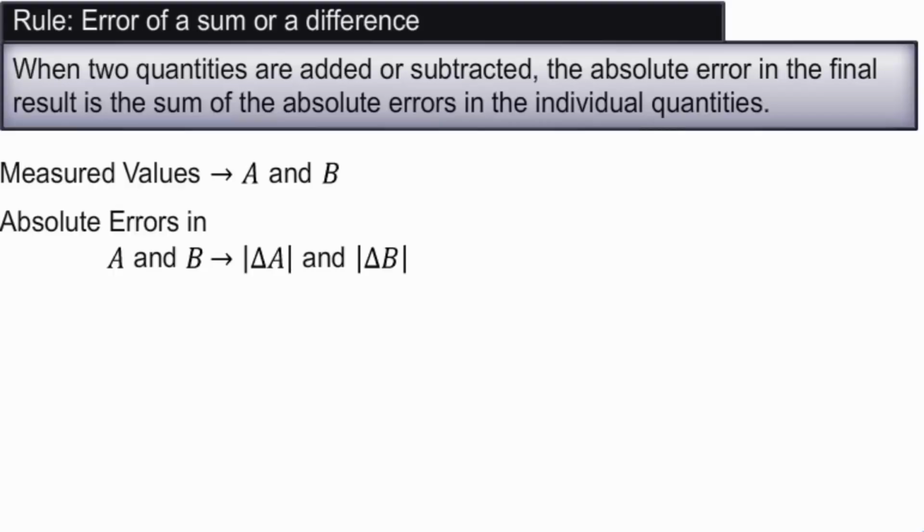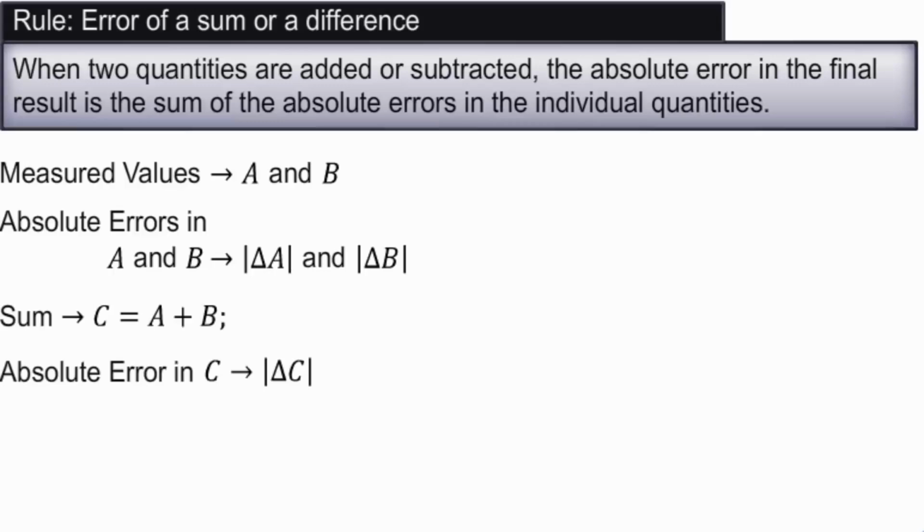We have, by addition, C ± ΔC = (A ± ΔA) + (B ± ΔB). The maximum possible error in C is ΔC = ΔA + ΔB.